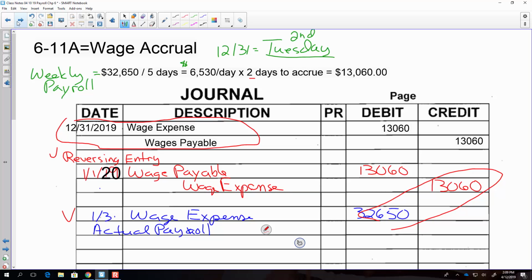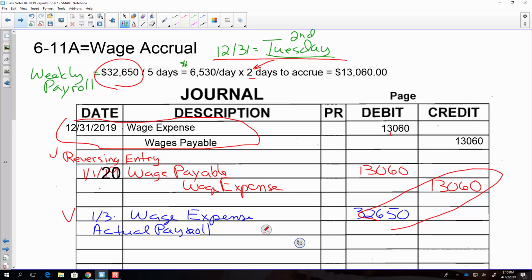So 611 is my example. Here we have a wage expense, and the amount is only $13,060. How did I get that? Well, they're telling me that the gross pay for a 5-day week is $32,650, which translates to an estimate of $6,530 per day. The year ended on a Tuesday, which means I had 2 days in the old year, right? So that's what I'm accruing for, those 2 days, totaling $13,060.